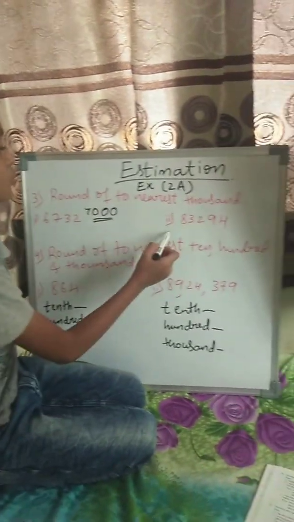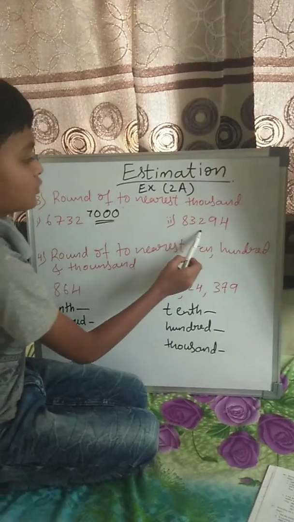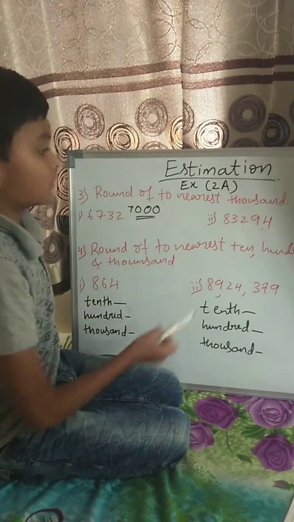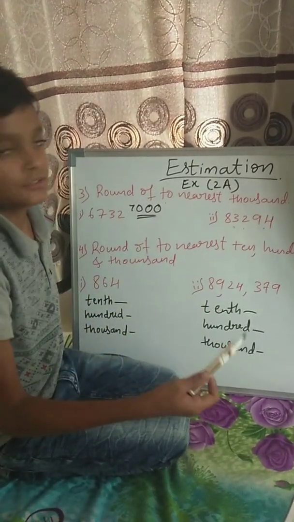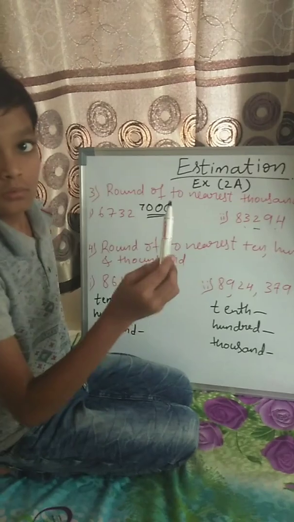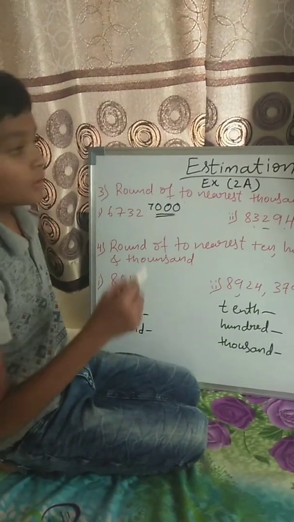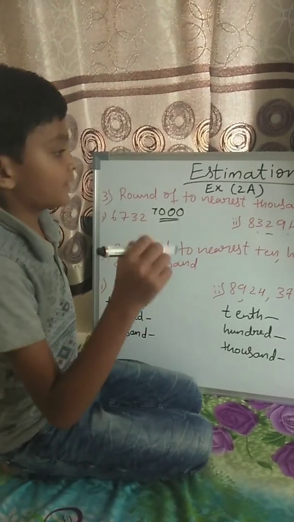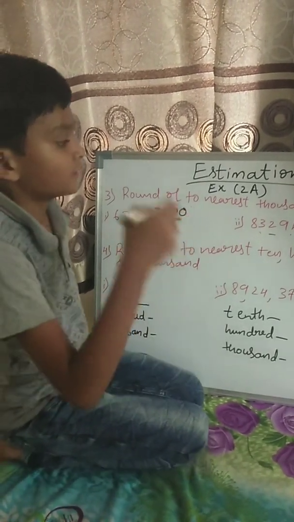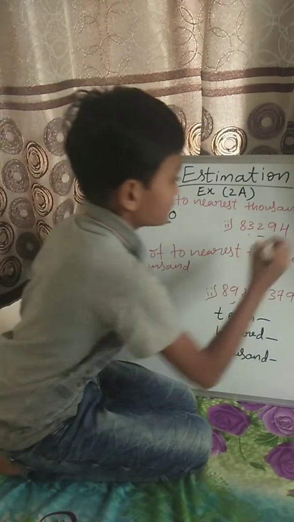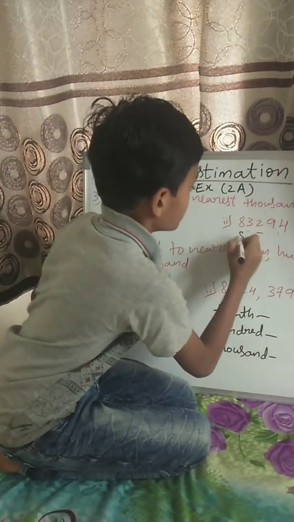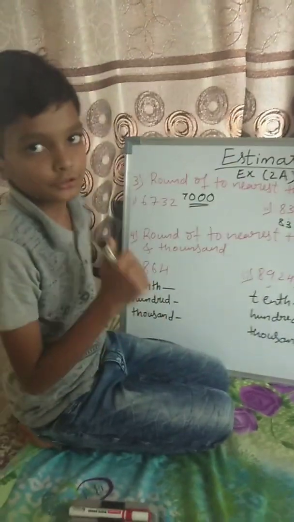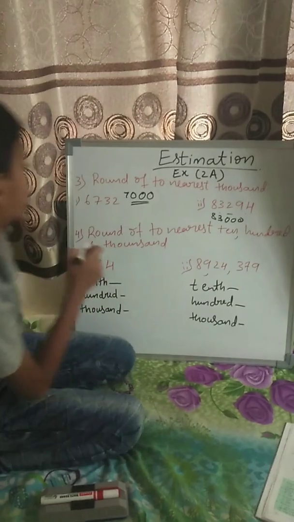Okay. The second question is 83,294. So here the 1000 place is this one. So we have to check the 100 place. 100 place is 2, which is lesser than 5. So nothing should be added or subtracted. Just the 2 and 9 and 4, that is 100, tens and ones place should be converted into 0. So the final answer is 83,000. Done. Now let's move on to the fourth question.